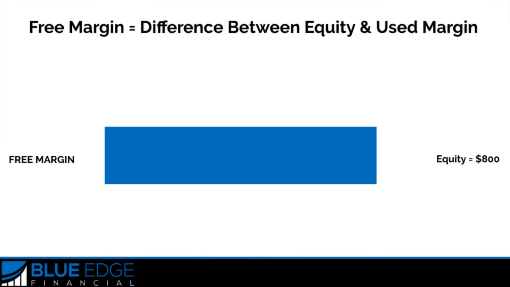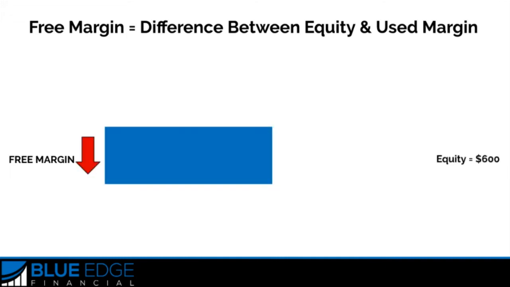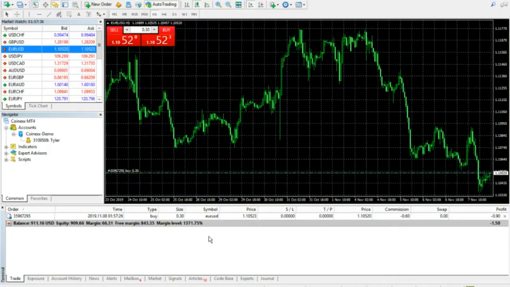We already talked about used margin, which is the total of all required margin from all open positions. Free margin is the difference between equity and used margin. If you have open trades, floating profits increase equity, which increases free margin. Floating losses decrease equity, which decreases free margin. You don't need to know how to calculate this because as you can see, it's automatically calculated here in your MT4 platform. But I want to show you how it's calculated so that you understand what the numbers mean and so that you can be aware of it.